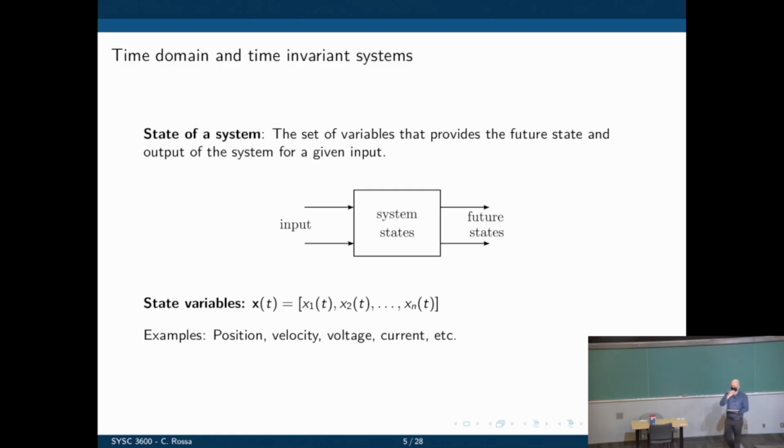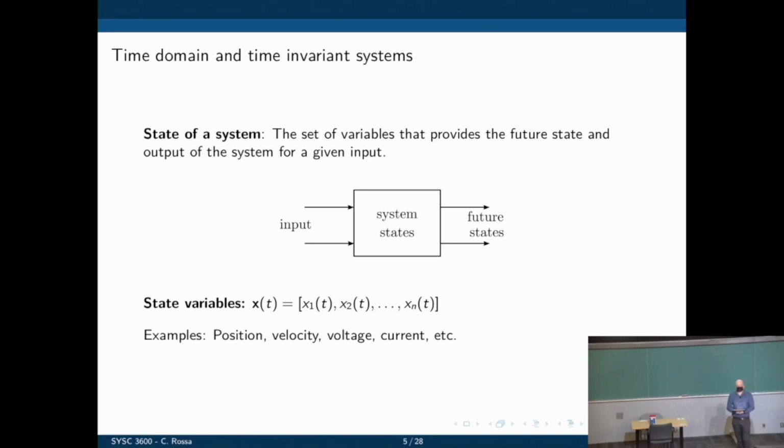Let's put it this way. If I'm in a car and I want to know my position in 5 seconds from now, what do I need to know? I need to know, of course, my current speed, my current position. I need to know where I am. What else? I need to know how fast I'm moving, right? The initial speed, and what else? Perhaps the throttle angle I'm planning on applying for those 5 seconds.